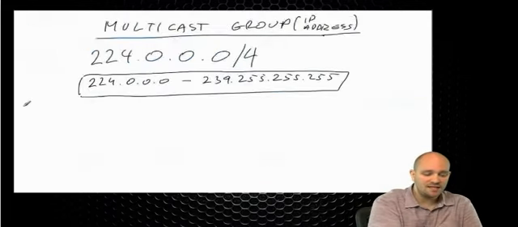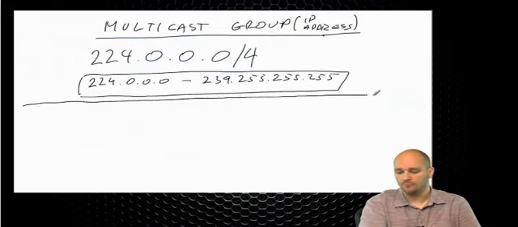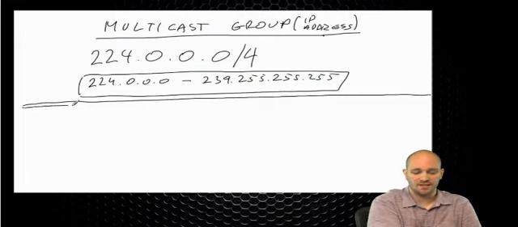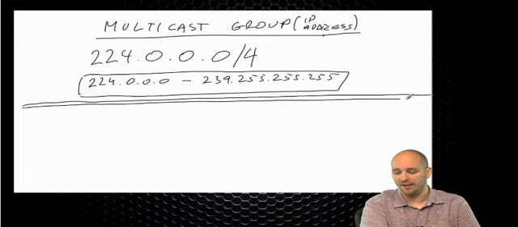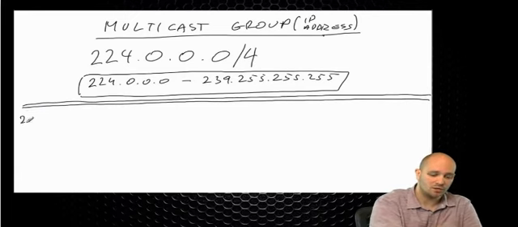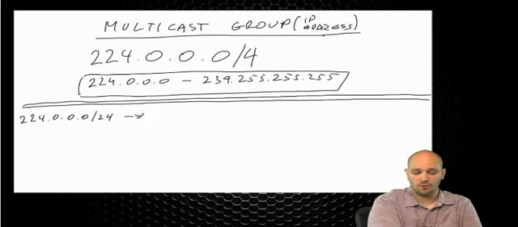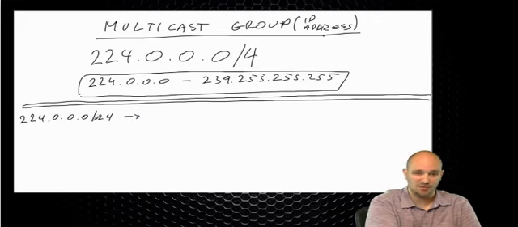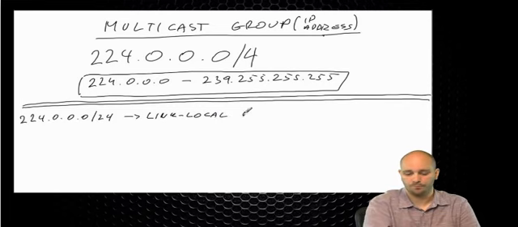Now, of these groups here, there are some groups that actually do have special meaning. 224.0.0.0/24, this range of multicast groups from 224.0.0.0 to 224.0.0.255 is considered to be link local multicast.